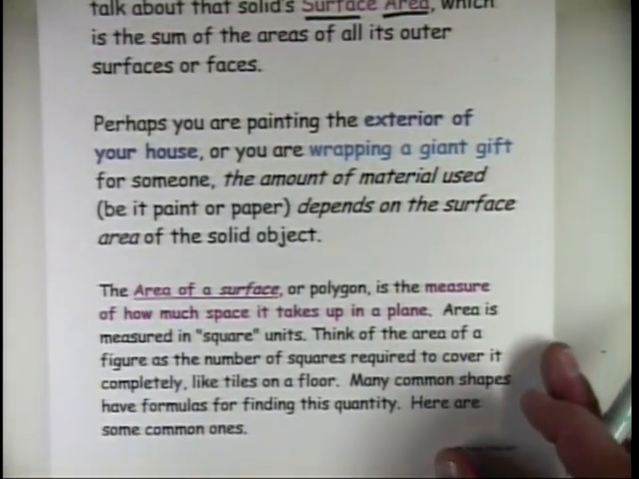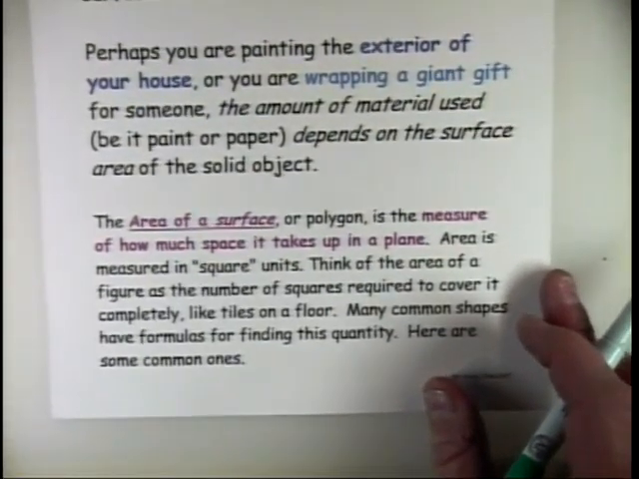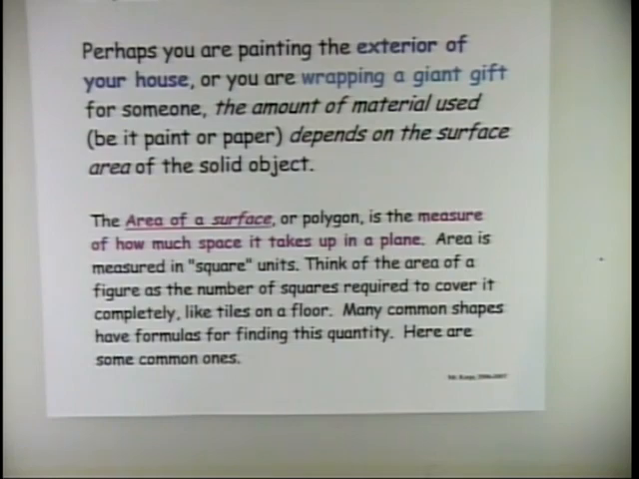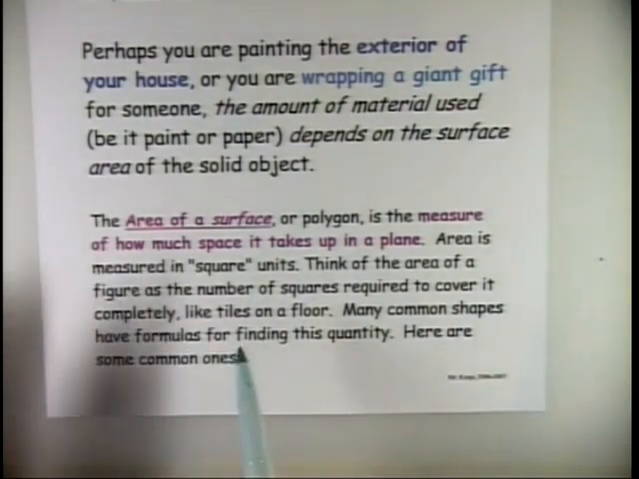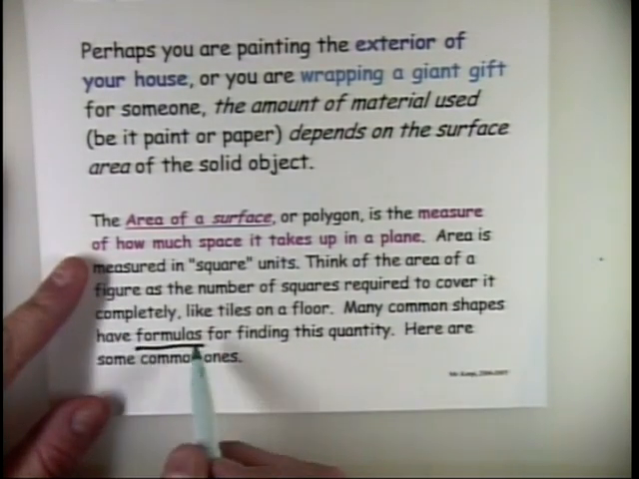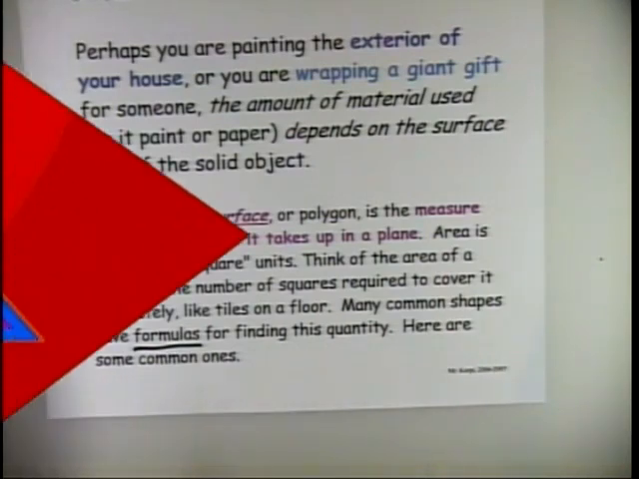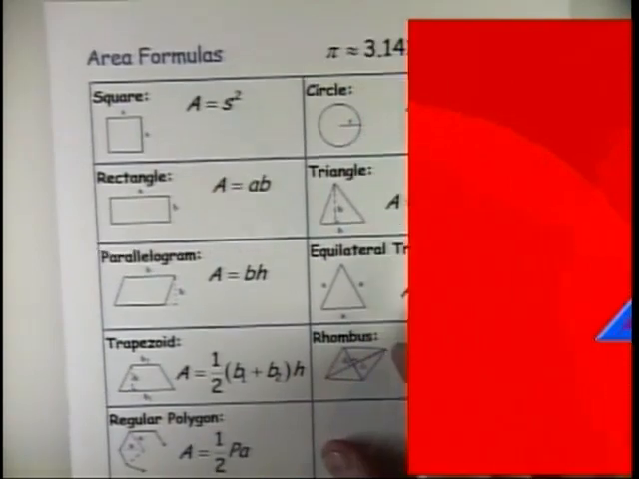Like if you have any tile in your house, maybe in the entryway or in the kitchen, those tiles are probably 12 by 12, 1 foot square. If you think about trying to tile an area, the number of tiles that you use would be the square footage. Okay? Now, many common shapes in geometry actually have formulas that we can use for finding the quantity of the area. And here's some real common area formulas that you're going to be responsible for using, if not memorizing.